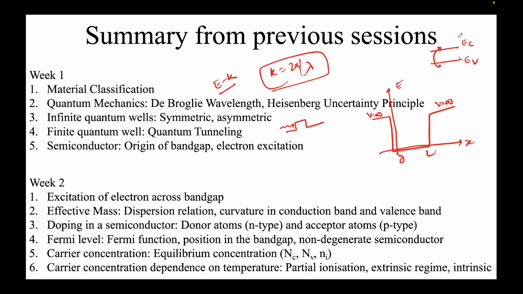And then we looked at the very important concept called the effective mass, which is derived from a dispersion relation. A dispersion relation again is your E-K, energy versus wave vector. We saw that due to the curvature, the bands are actually not flat in the conduction band, there's a curvature there. And due to that there is something called the effective mass.